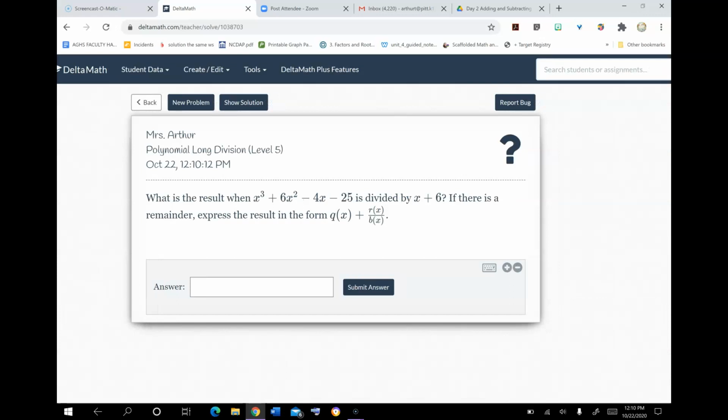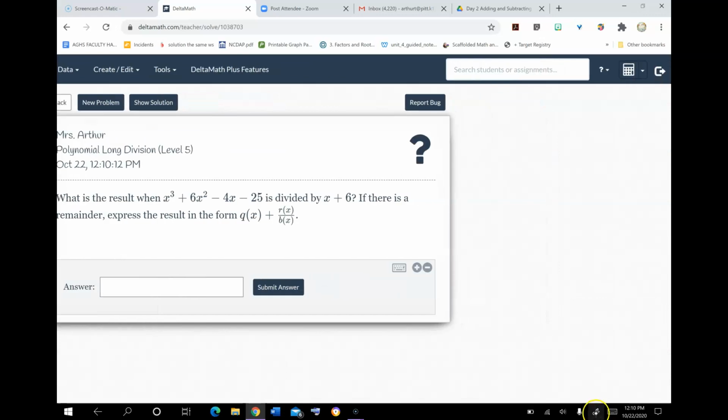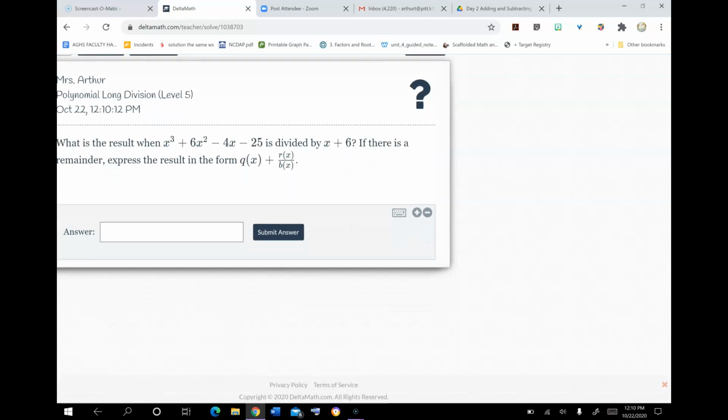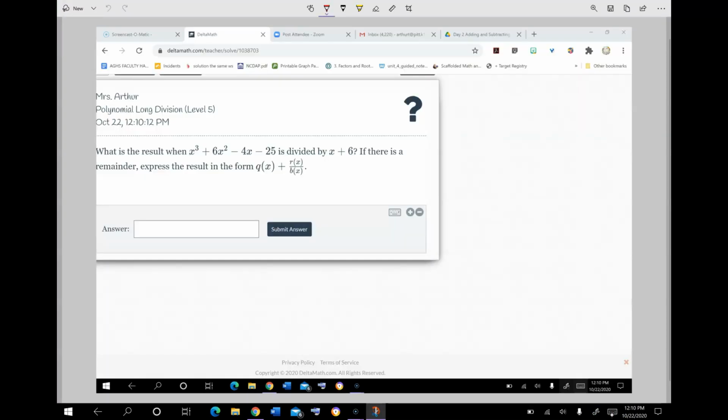Let's slide that over as much as we can. Slide it up to get enough white space for us to do our work. We're going to take a screen snip. So make sure what you're dividing by doesn't skip anything. Well, it's just an x plus 6. So we're going to put x plus 6 on the outside. Underneath goes the polynomial. There's probably a harder one; we'll do a harder one in a minute. 3, 2, 1, 0. We're good. So x cubed plus 6x squared minus 4x minus 25.